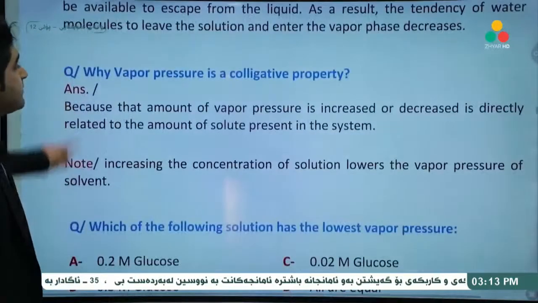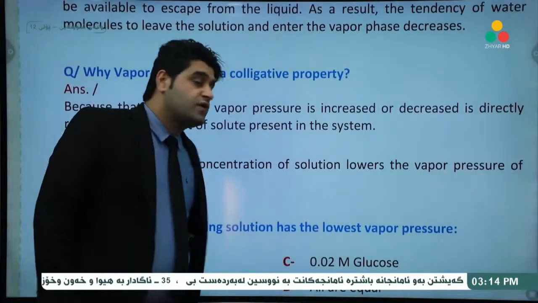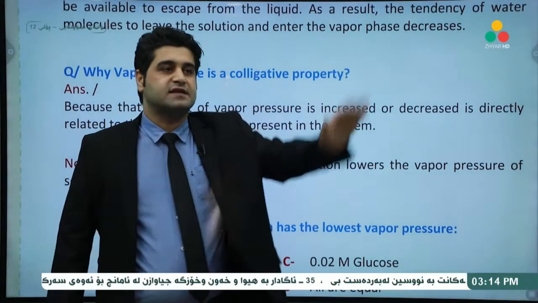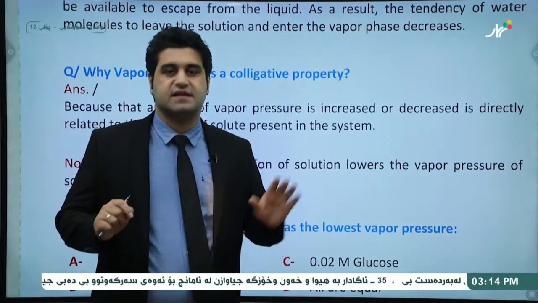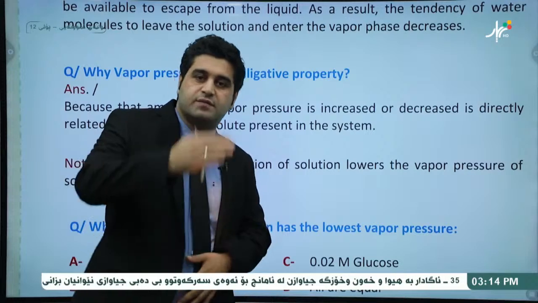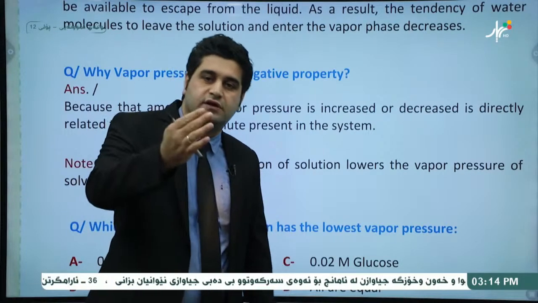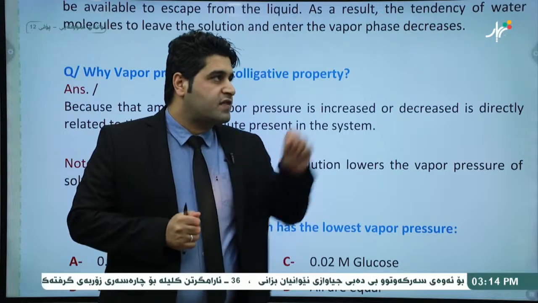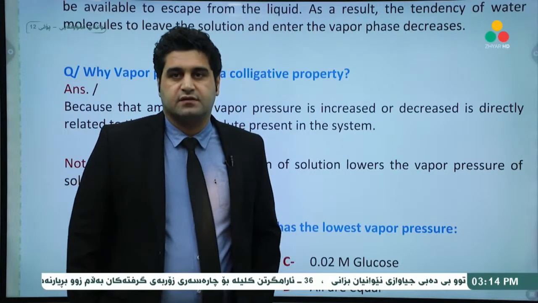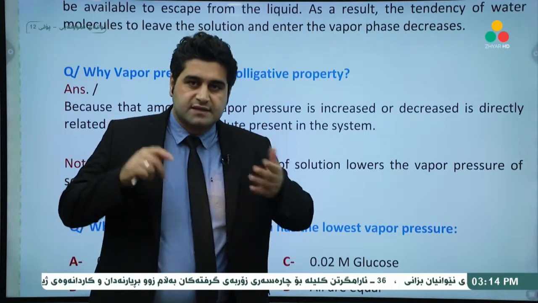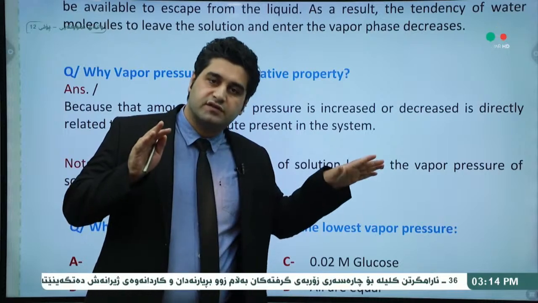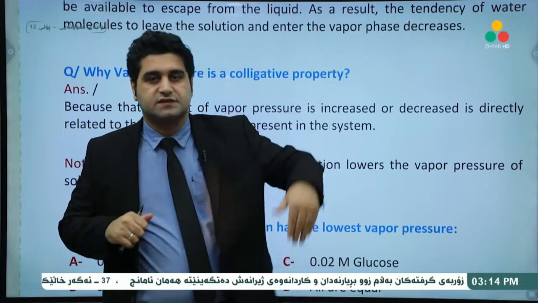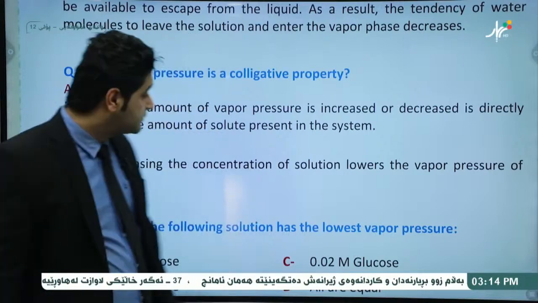Okay. Now, why is vapor pressure a colligative property? For answering this kind of question, why something is a colligative property, there's a general answer. Because it depends on the concentration of a solute rather than its identity. It will increase with increasing concentration and decrease with decreasing concentration.